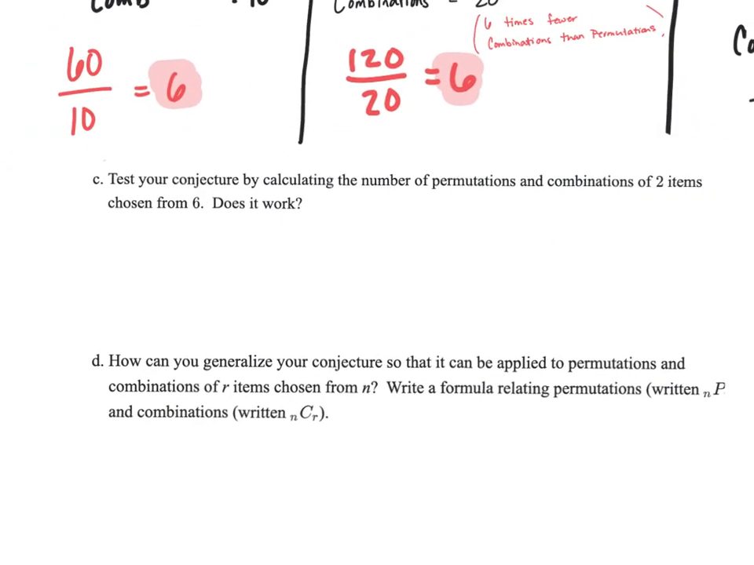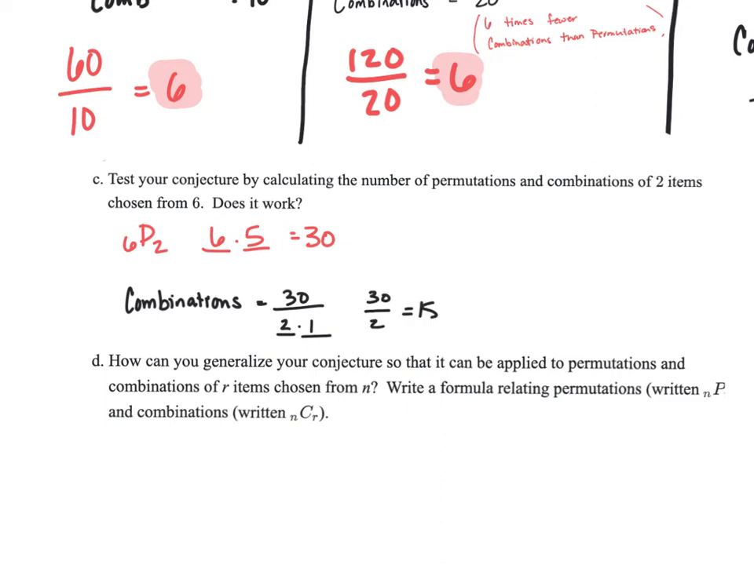So let's test this theory by calculating the number of permutations and combinations of 2 items chosen from 6. Using my permutation notation from the previous video, I know that I'm going to be choosing 2 items. I'm going to have 6 choices for the first one and 5 for the second, giving me 30 total possibilities. Now, if I look at combinations, I would need to divide that by the number of ways that I can arrange those 2 items. If I wanted to figure that out, I would just put my decision chart in the bottom. The ways that I can arrange 2 items would be 2 choices for the first and only 1 choice for the second.